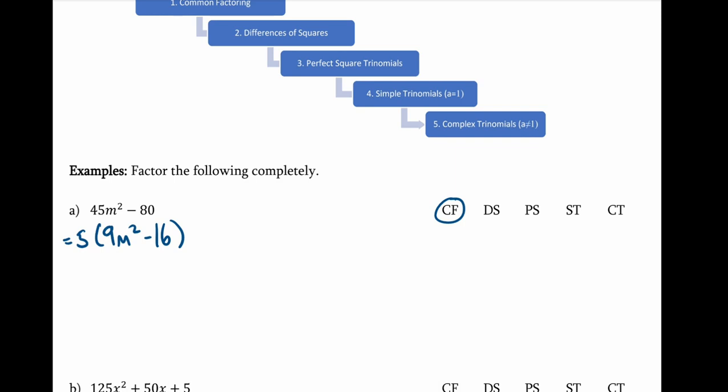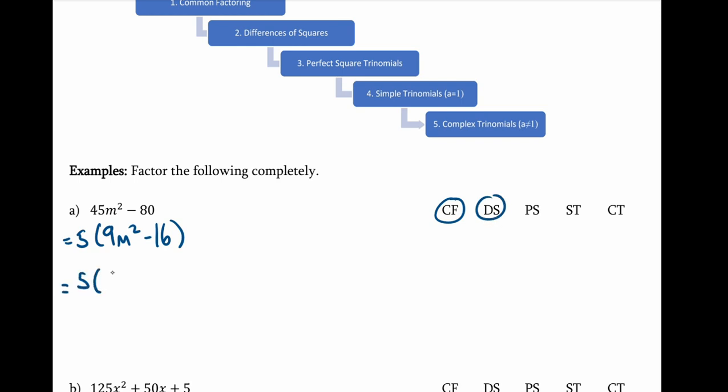The next option I'm going to look at is difference of squares. I do have two terms in this bracket. 16 is a perfect square, 4 squared. 9 is a perfect square, and m squared is also a perfect square. So this is a difference of squares.